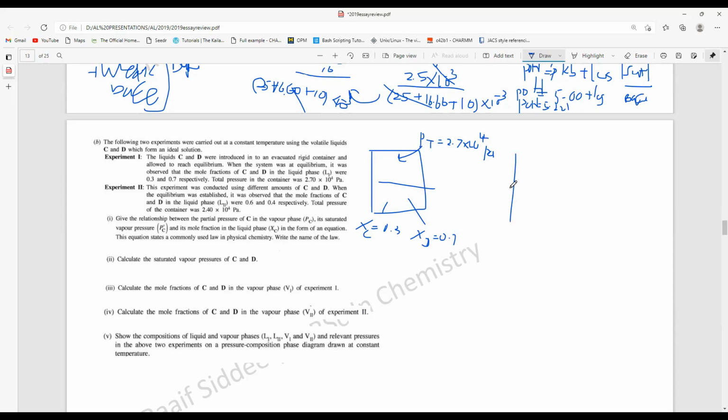So that's it. In experiment 2, again C and D there. So again they say here XC is 0.6 and XD is 0.4, and the total pressure is given as 2.4 × 10^4 Pascal.